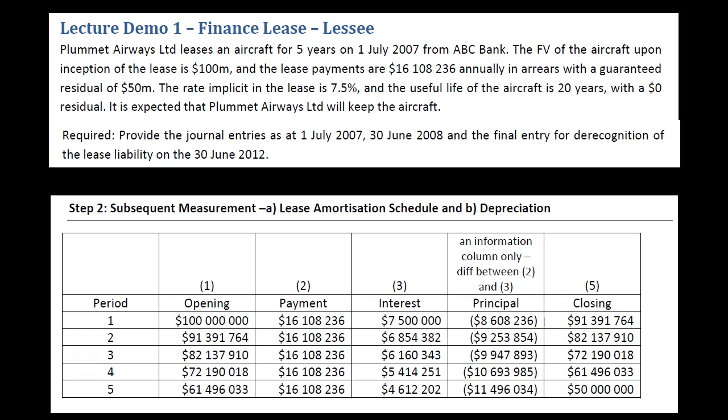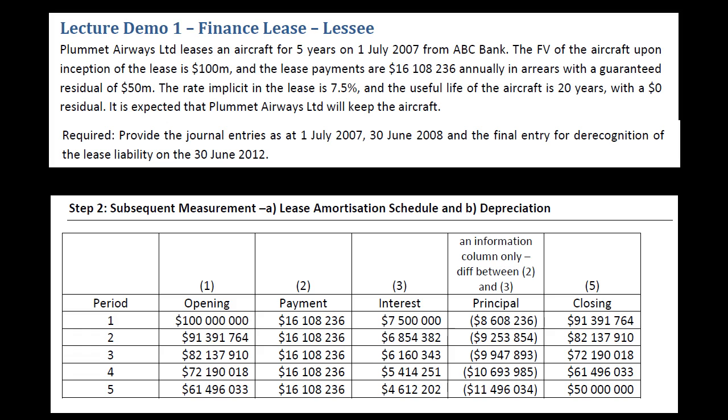Now, I'm just going to read out the definition of the liability. I know it's a bit long-winded, just to show how that links to what we've just done here. The minimum lease payments shall be apportioned between the finance charge, which is that $7.5 million, and the reduction of the outstanding liability, which is that $8.6 million. So the first part of the definition is here, the second part is here.